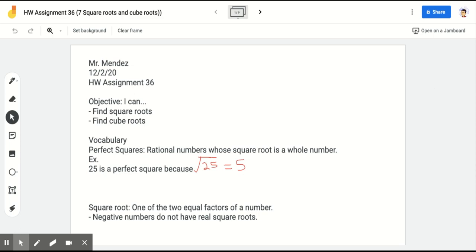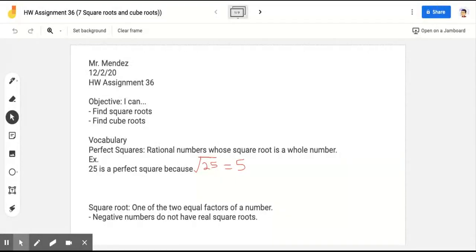Homework assignment 36. Today's objective: I can find square roots and I can find cube roots. We'll talk about what both of those mean. Square roots you've probably heard more of than cube roots, but we'll talk about both of them. So, a few vocabulary words we have here.